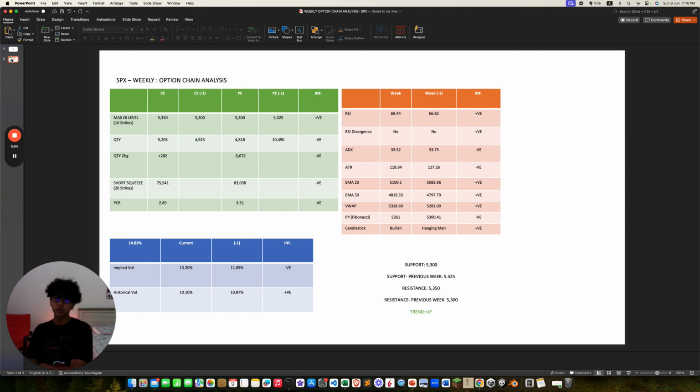So overall, the support is 5,300. Previous week's was 5,325. Resistance is 5,350. Previous week's was 5,300. Now this was very, very close. I think it was one positive difference which led to this uptrend prediction. So it's very weak, but nevertheless, the option chain does say that the market should go up for the S&P 500. So that's all for this video.